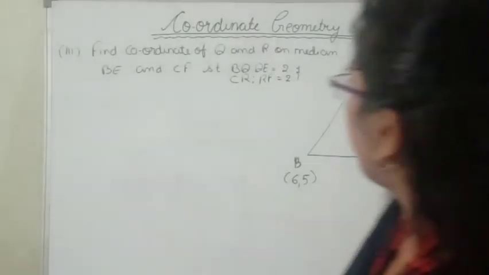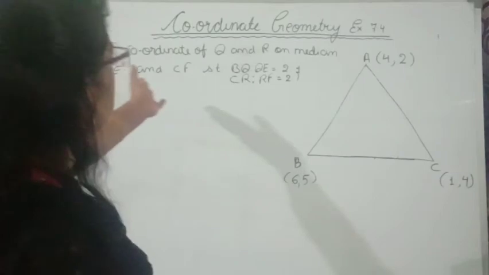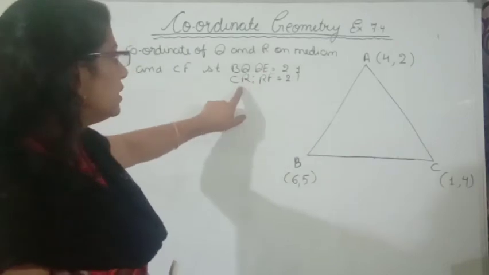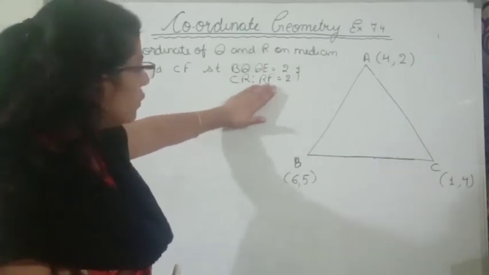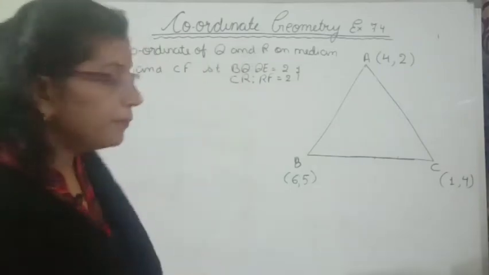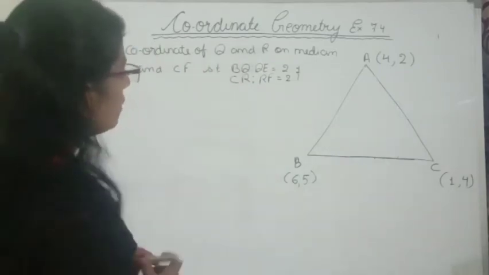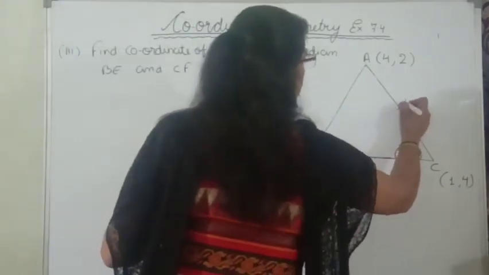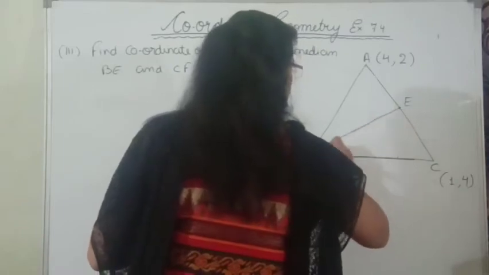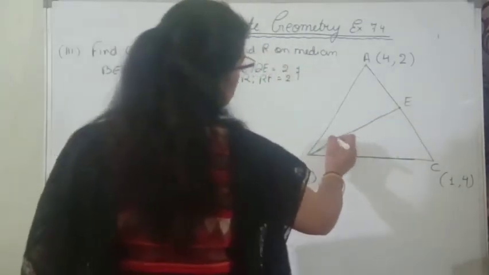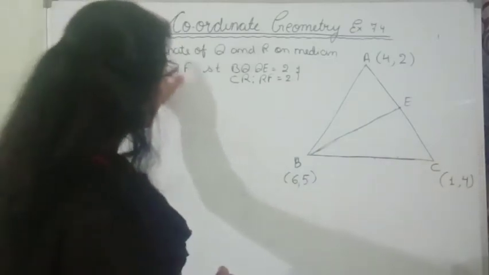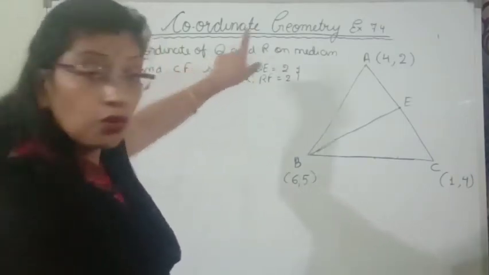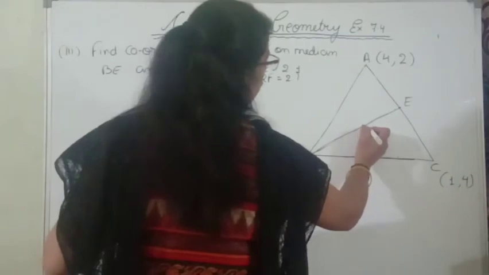Now you are given: find the coordinates of Q and R on medians BE and CF such that BQ ratio QE is 2:1 and CR ratio RF is 2:1. So one by one we can take one median first. Let me take BE median first. So BE median means B to E here. Let me draw a median. I will join the midpoint of this side. This is the median BE. So let me find what is given to you. Find the coordinate of Q and R on the median BE. इसका मतलब BE median पे क्या है? Point Q है. So let us take one point Q on this BE.